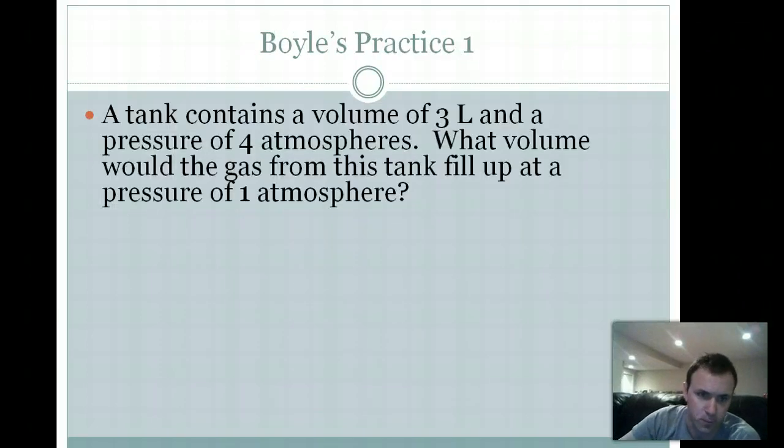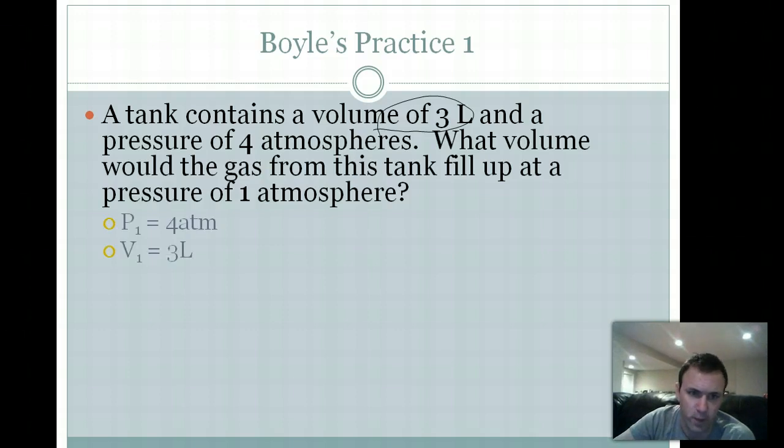Alright, our first practice problem. A tank contains a volume of 3 liters, so volume of 3 liters. There is our V1, okay? And a pressure of 4 atmospheres. So if we read that, that's the animation. Turned out the way I thought it was going to, but that's okay. So we have pressure first. That pressure is 4 atmospheres. The second volume is 3 liters. It's asking us what is the final volume if we lower the pressure to 1 atmosphere.